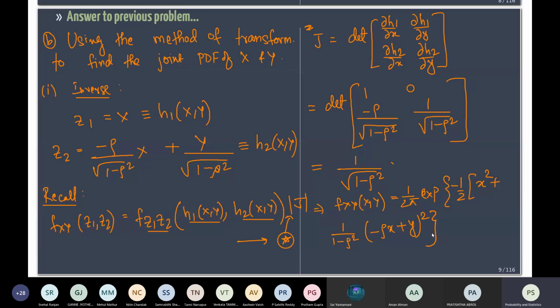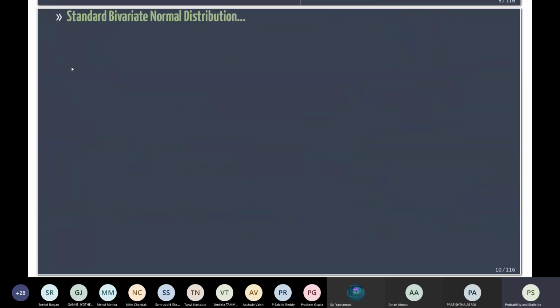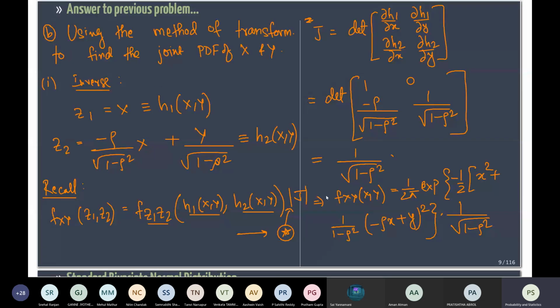Okay, and then also we had the Jacobian, right? So Jacobian is 1 by square root of 1 minus rho squared. Okay, so this is what we have. So we can simplify a little bit and put this 1 by 1 minus rho here because that is outside. What else can we do? Let us simplify this further. So fxy after simplification will be 1 by 2 pi and 1 by 1 minus rho square.